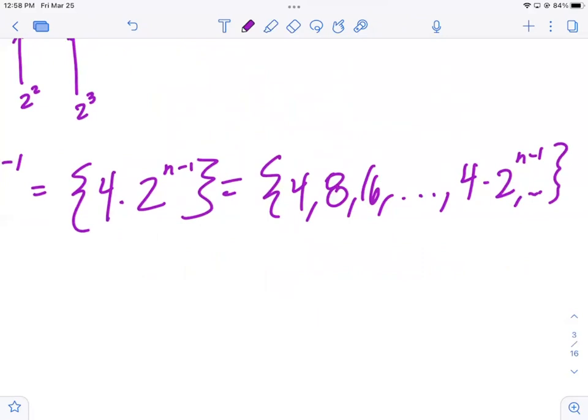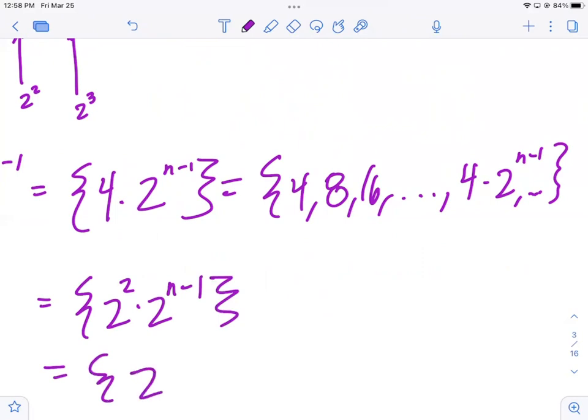Let's see. Are there other versions of it? Yes, there's going to be a lot of different versions of it. 4 is 2 squared, and this is 2 to the n minus 1. So if you add exponents, because the bases are the same now, 2 minus 1 is 1. So that also works. Yeah, boom.